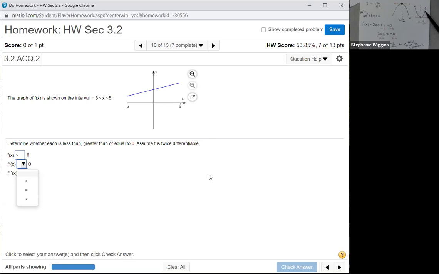Okay, so because it's a line, it has a constant slope, therefore the derivative is constant. So if you take the second derivative, what is it? If the derivative is constant and you take the derivative, 0. Because the derivative of a constant is 0. So this one is equal to 0. This one is greater than 0. There we go.